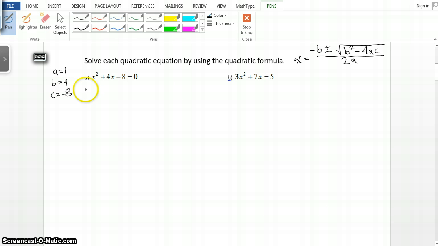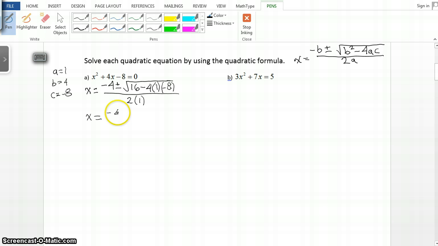Alright, so let's plug those in. So the answers look like, right, the opposite of b is a negative 4. Then I have my plus minus. I got a big square root. B squared, 4 squared. Let's just go ahead and put 16 here. Minus 4. My a is 1. My c is a negative 8. It's really important that if your c is negative, make sure you plug a negative 8 in there, because it's really going to mess up your signs underneath there. All divided by 2 times a, which is 1.